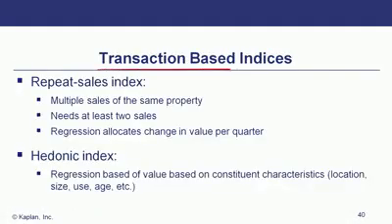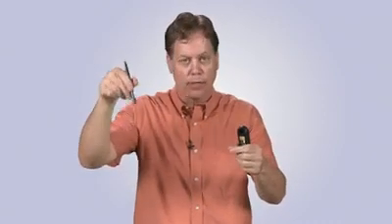The alternative would be to move to one of these two transaction-based indices. The first here is a repeat sales index, and that says, look, over some period of time, we want to find those properties that have sold twice. So we look back over the last 3 years. This property sold 28 months ago, and it sold 3 months ago. So now we have a value going in and a value coming out, and we know the period between.